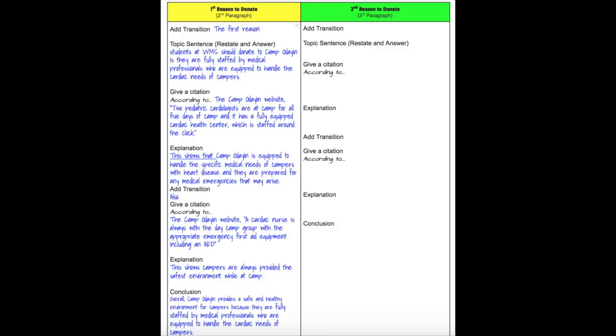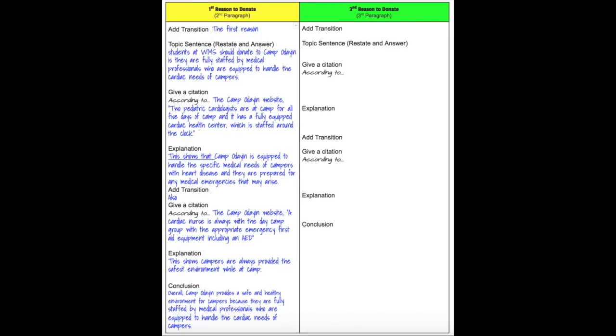Now I have to explain that citation. I need to go into detail as to why that citation even matters. So I said, this shows that Camp O'Dayan is equipped to handle the specific medical needs of campers with heart disease, and they are prepared for any medical emergencies that may arise.